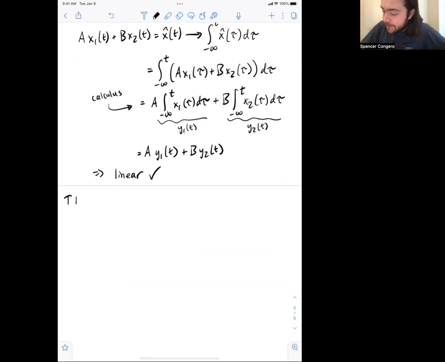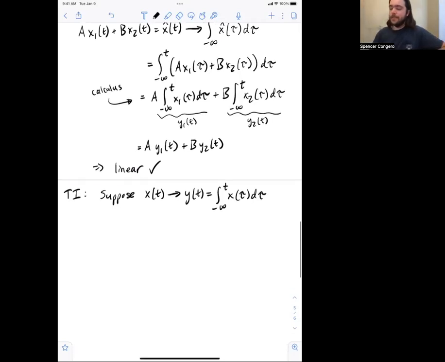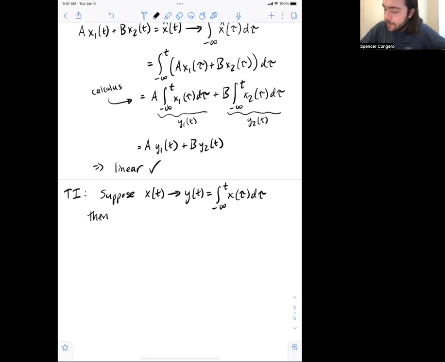Now let's check time invariance. Okay, let's check time invariance. So we're going to suppose x of t gives us our output y of t. We need some arbitrary input to work with here. Now I want to check what is the output when I put a time-shifted version of x into my system. And x of t minus t naught goes into my system.